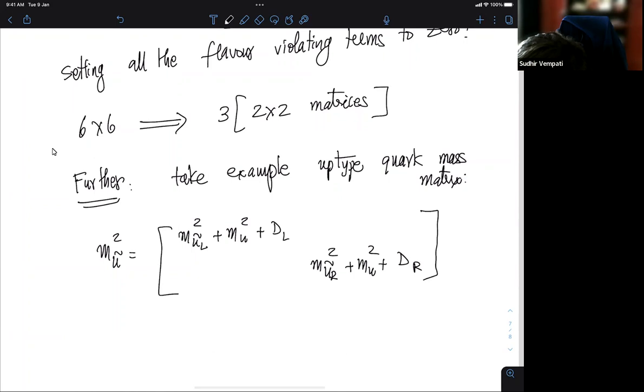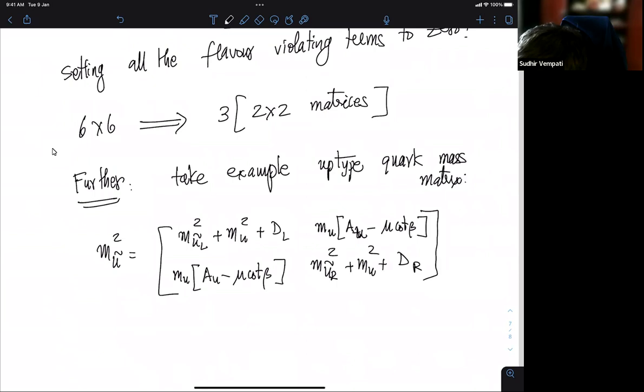Further, for the first 2 generations, this off-diagonal entry is also proportional to mu. It is mu times A_u minus mu cot beta. Maybe it's a plus sign, I think. There is a relative sign. Okay, maybe there is a plus sign. So what is happening?